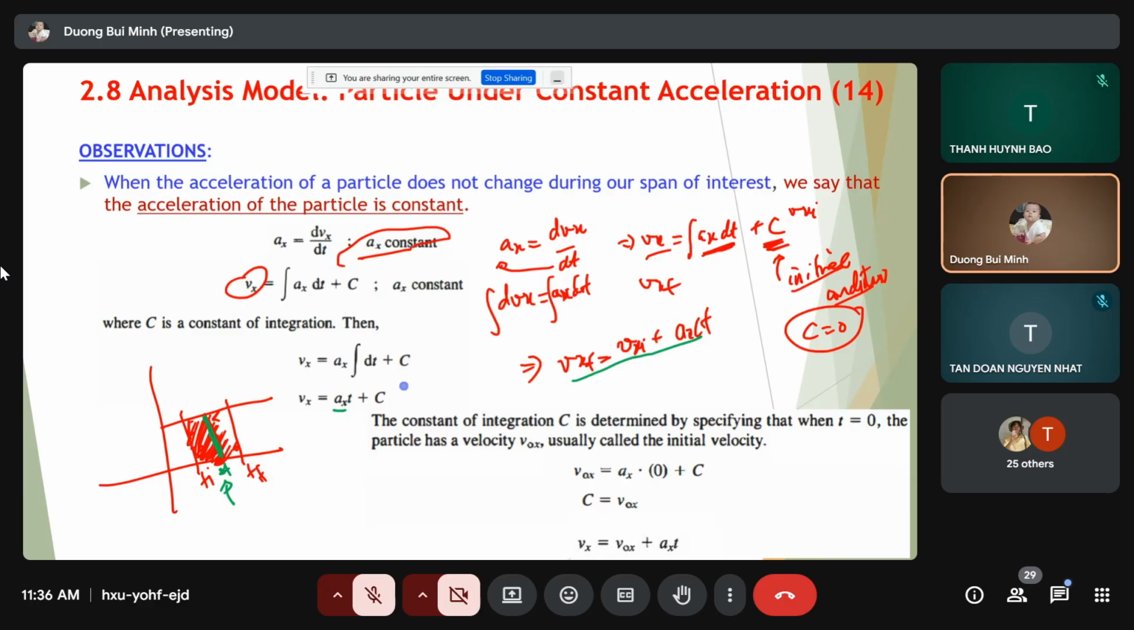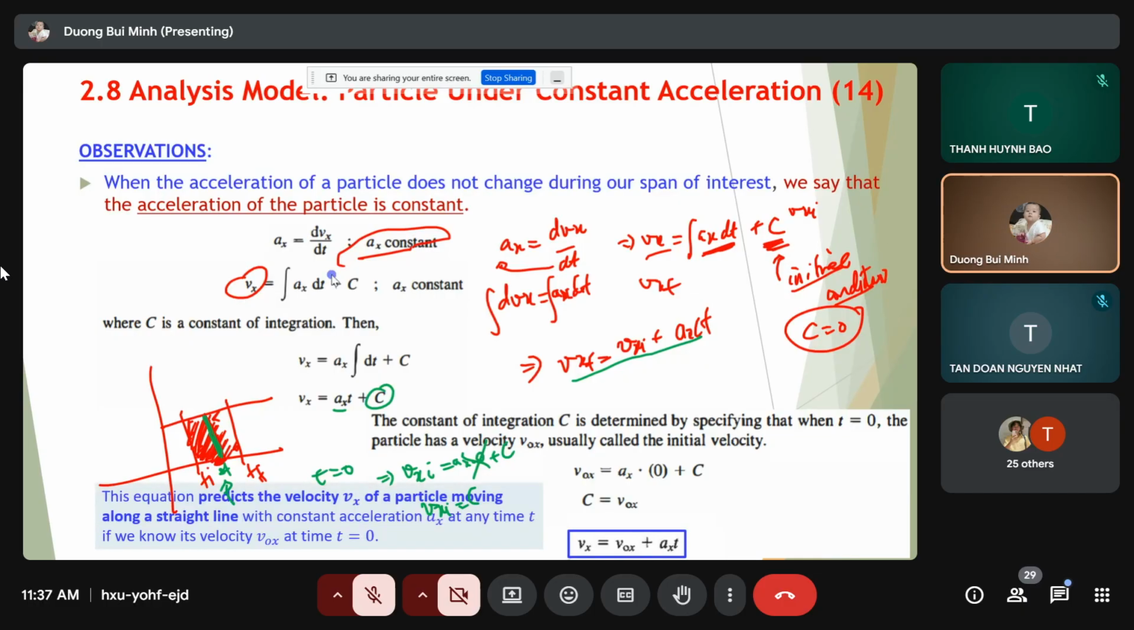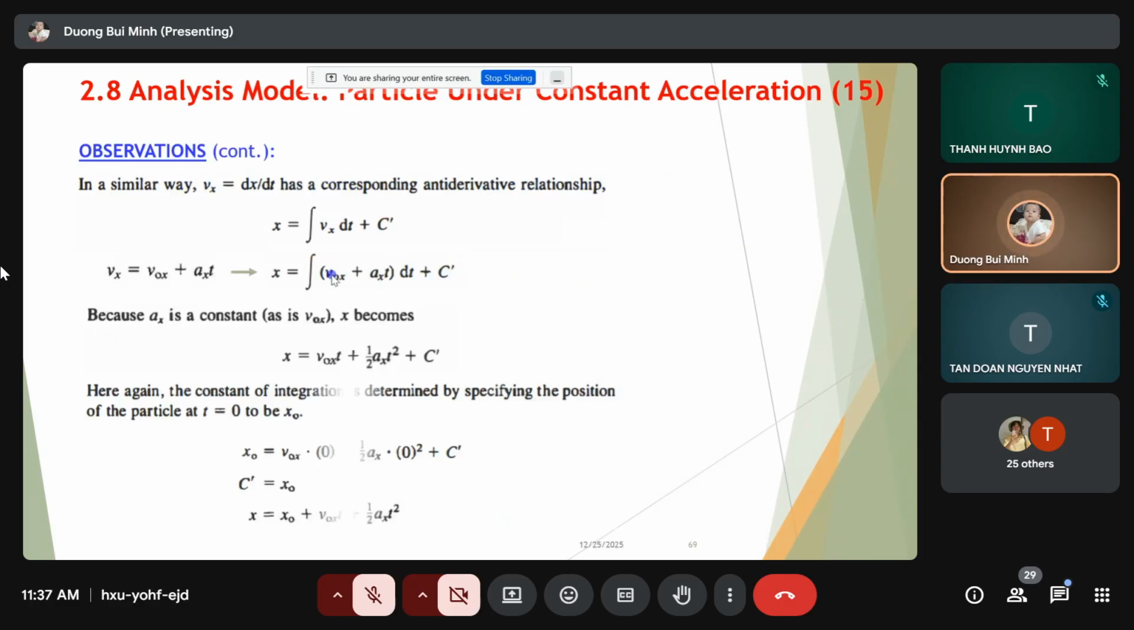Then if you let t be zero, because at the beginning, the initial condition t is zero, we have vxi equals Ax times 0 plus c. So vxi is c, or we say c is the initial velocity. Just to let you know, this is how we use calculus theory to explain acceleration, velocity, or position, just for your reference.